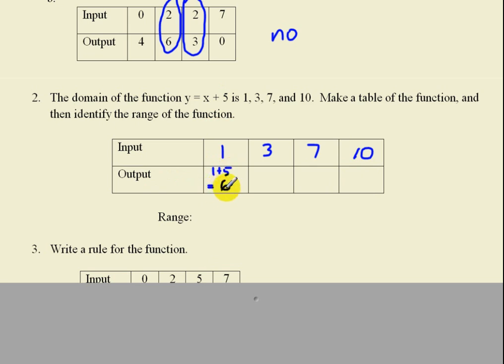So this will give us 6. 3 plus 5, I'll go ahead and write it down here. So 3 plus 5, oops, that's a 3, will give us 8. 7 plus 5 will give us 12. And then 10 plus 5 will give us 15. And so now we can identify our range is 6, 8, 12, and 15.